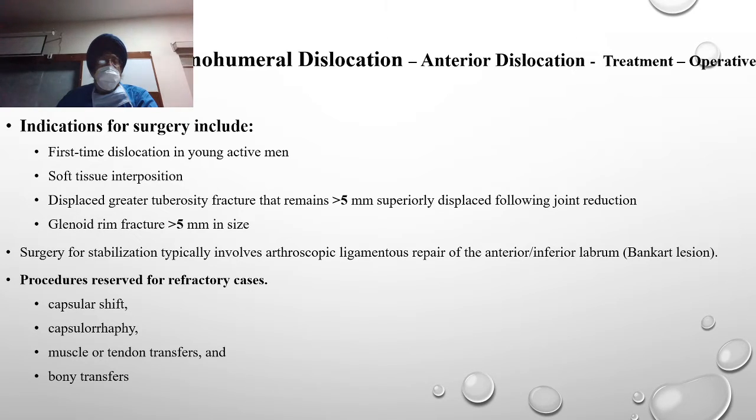Surgery for stabilization typically involves arthroscopic ligamentous repair of the anterior or inferior labrum, that is Bankart lesion. Procedures reserved for refractory cases are capsular shift, capsulorrhaphy, muscle or tendon transfers, and bony transfers.